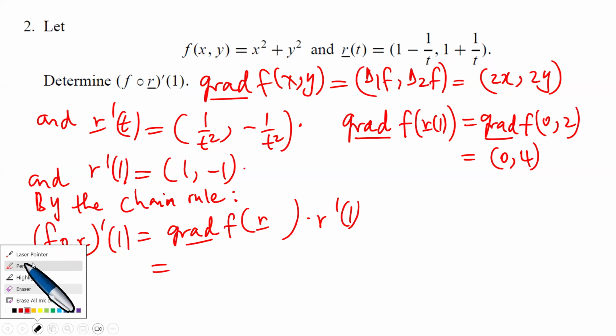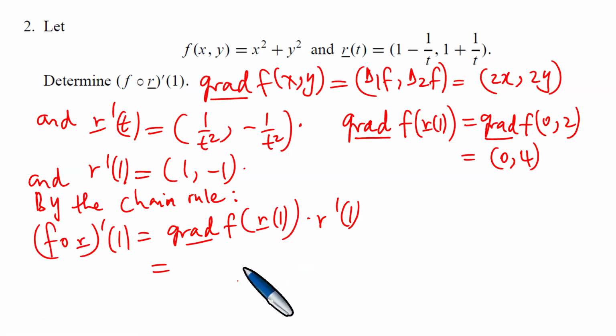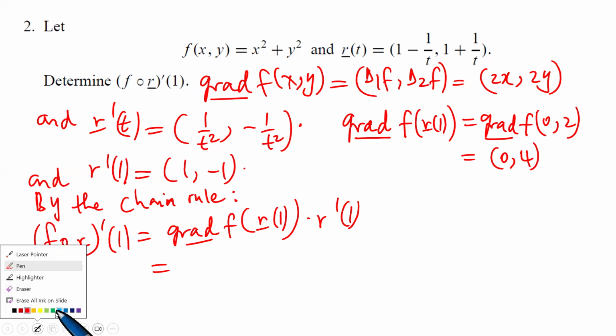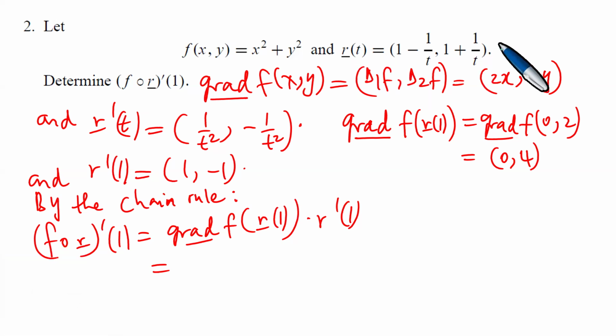Sir, yes, please. Why is it gradient f, 0, 2? How did we get the 0? Okay, that's a good question, because we have added one inside the function f. So if we have added one, we need to remember what added one is. Added one is this: added t first, which is 1 minus that, 1 over t.